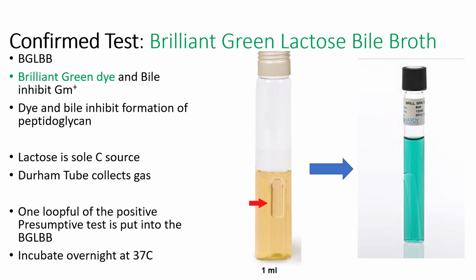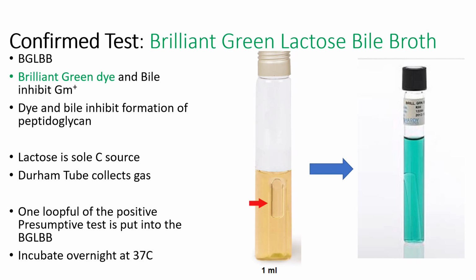And what I can see with gas is I have fermentation that has resulted in gas production. But I don't know if it's on gram negative. And to be coliform, you must be gram negative. So I'm going to inhibit gram positives with the brilliant green and the bile.